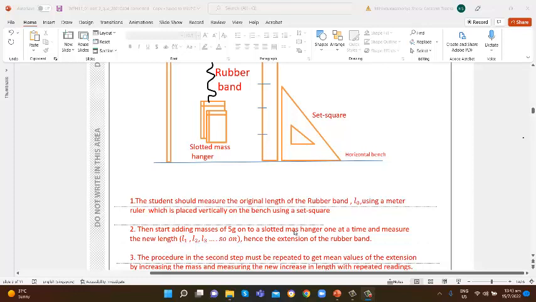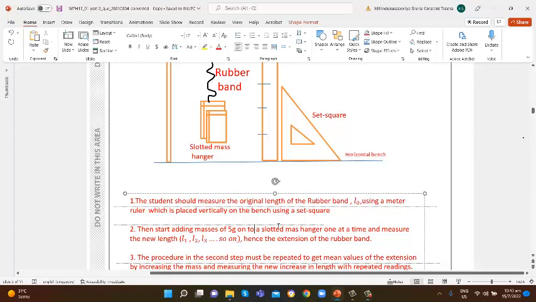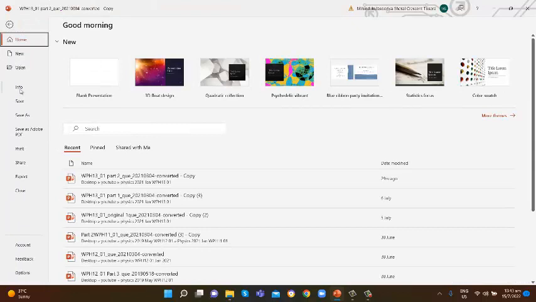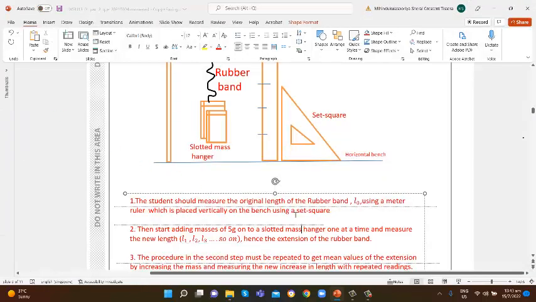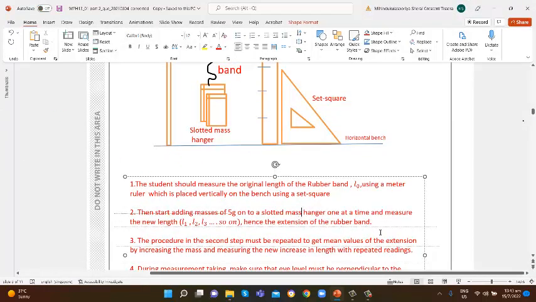Hence the extension of the rubber band you can find. I'll put the extension over here. Hence the extension of the rubber band you can measure. So if you know the new length, you can subtract it from L0 and find the extension. That is also written in one line.